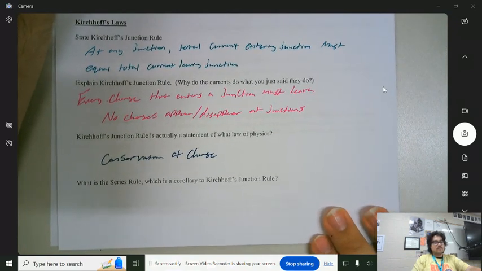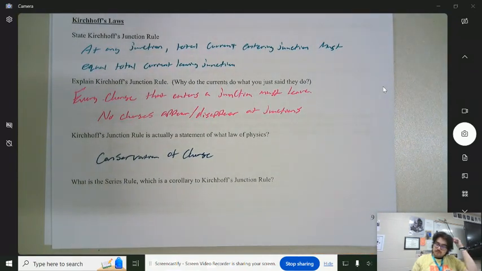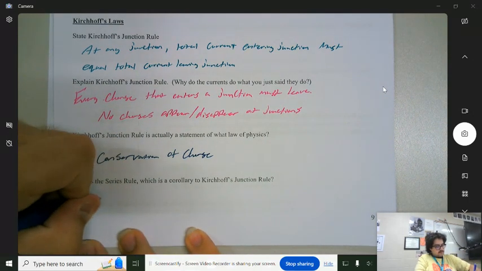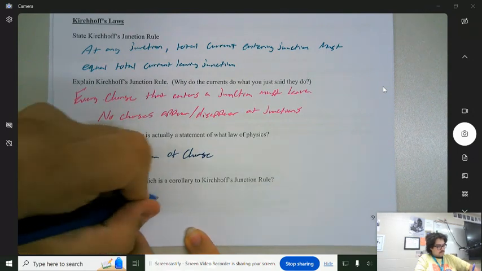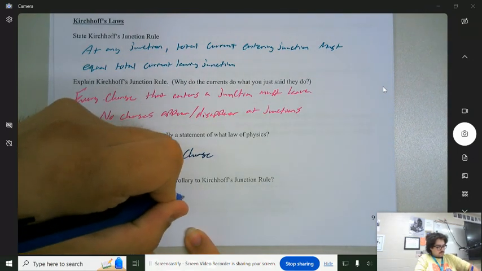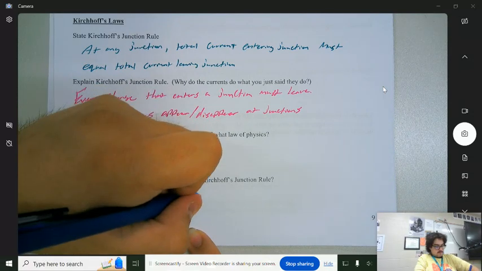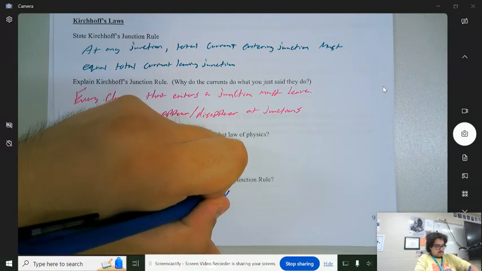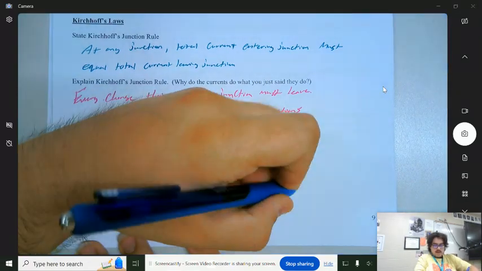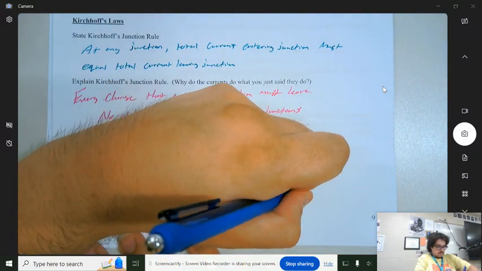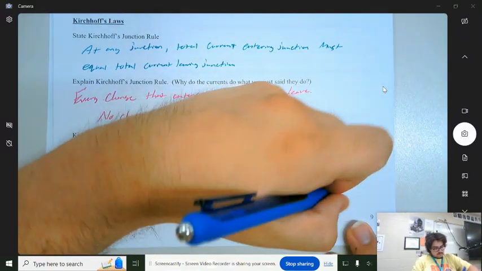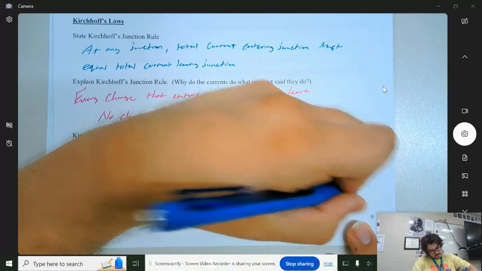The series rule we derive from the junction rule, right? So any elements that are in series with each other have the same current at the same time.